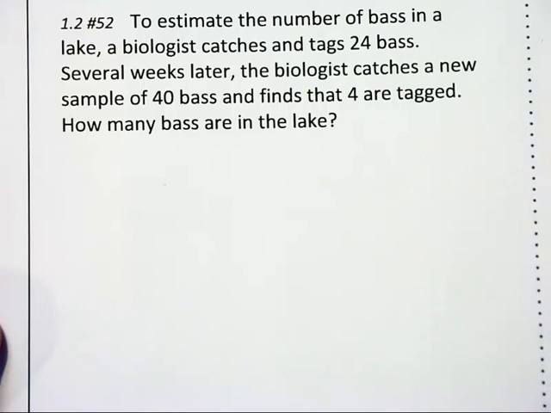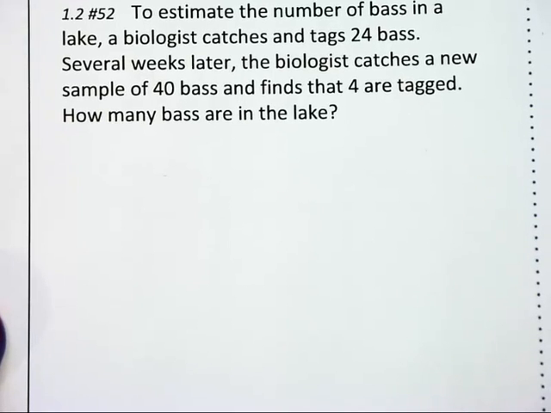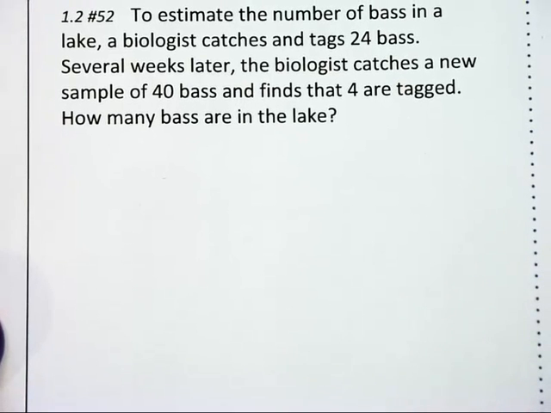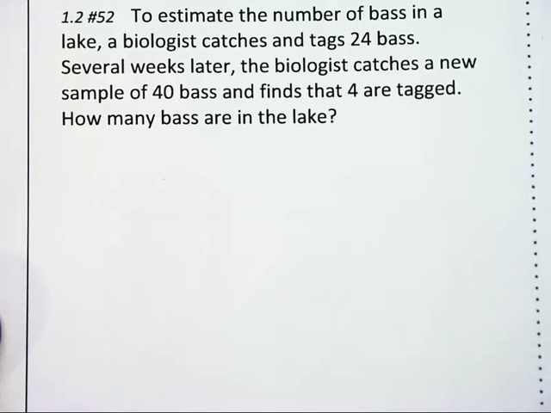The idea here is that we're going to set up a proportion, and we're assuming that when the fish return back to the lake they swim and mix themselves up, like shuffling a deck of cards. They distribute themselves evenly throughout the lake.